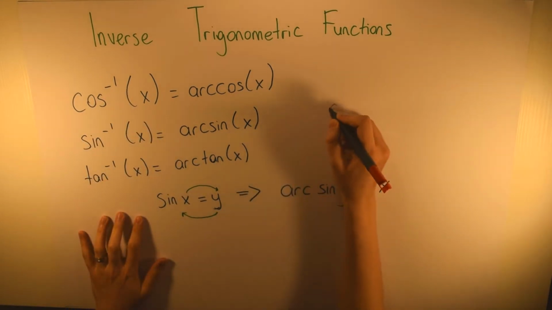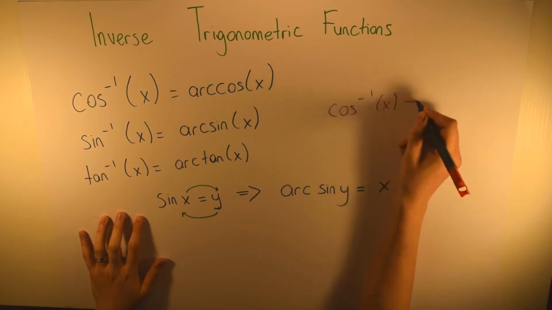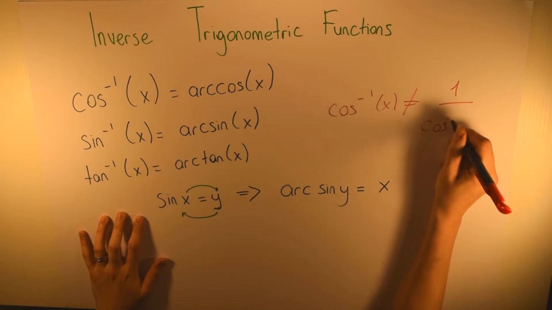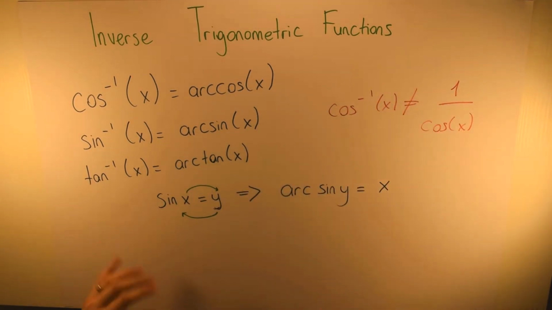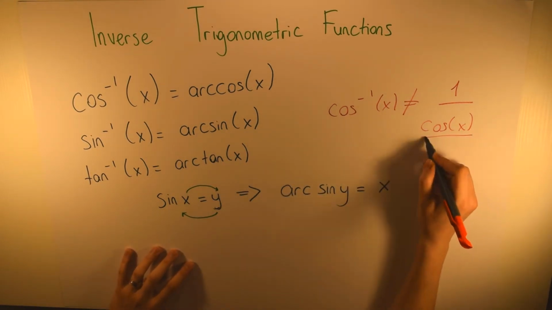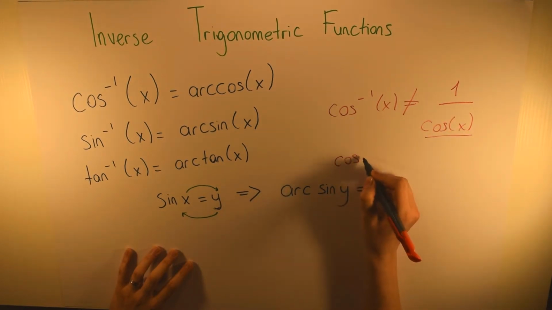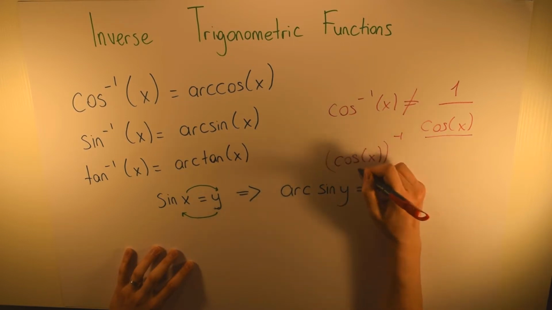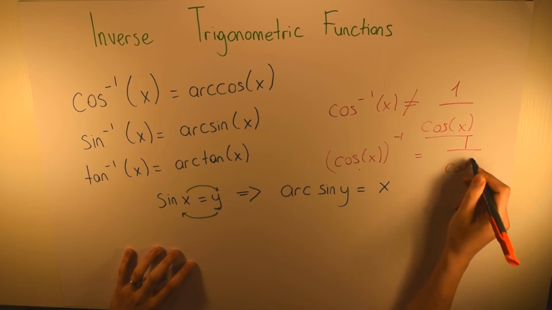This cosine to the power of minus 1 x is not equal to 1 over cosine x, okay? Don't get confused about this. If I want to write that, I would write cosine x to the power of minus 1. This one is equal to 1 over cosine x, okay?